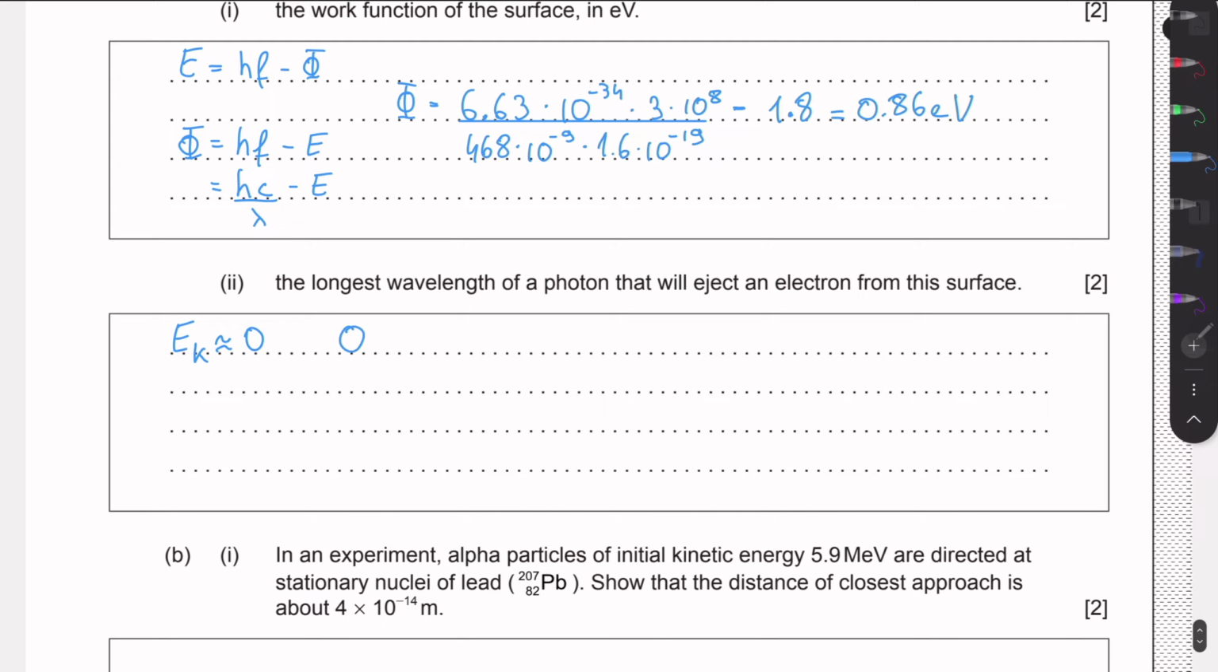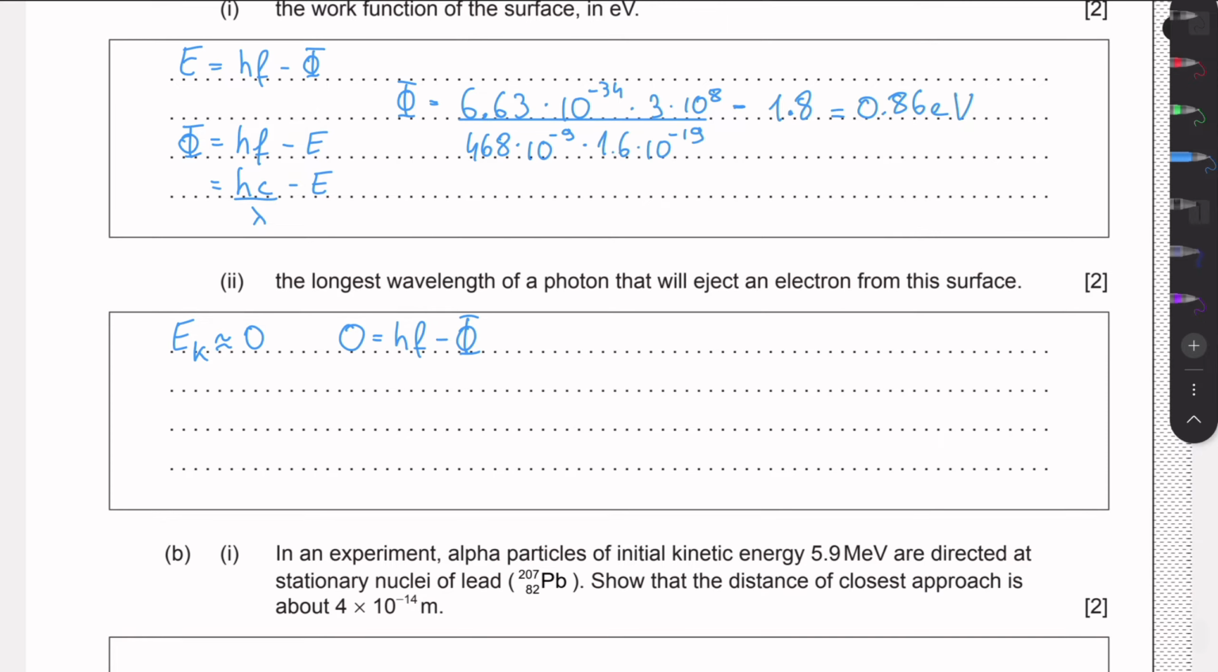So if we use the same equation, we know that we want an electron with 0 kinetic energy, or very close to 0, a little bit more. And this will be equal to the energy of the photon minus the work function. And well, the work function we have already calculated. The metal remains the same, so it doesn't matter what's going on, the work function is just a constant for a specific metal.